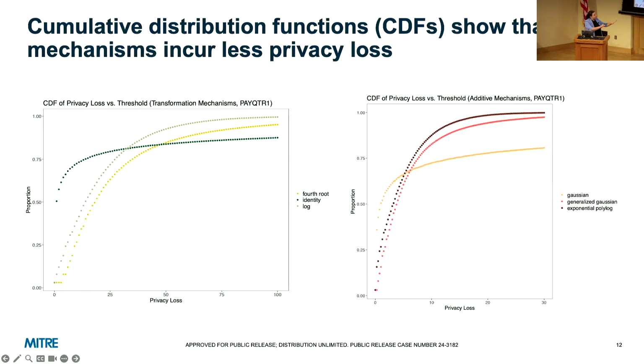It's also worthwhile to note these differences on the x-axis. So actually, our additive mechanisms have much lower privacy loss than our transformation mechanisms based on the scale of this x-axis. And so we basically are finding that our slowly scaling per record differential privacy mechanisms are guaranteeing you low privacy losses even for large records in your data set.